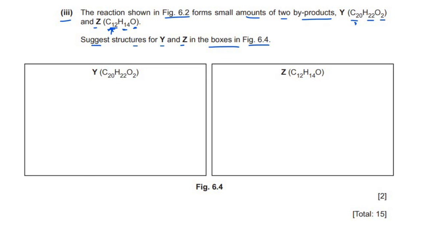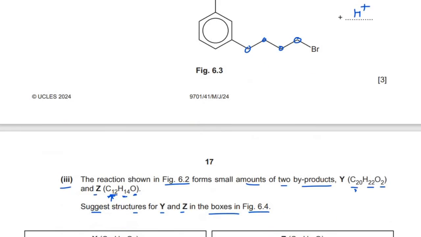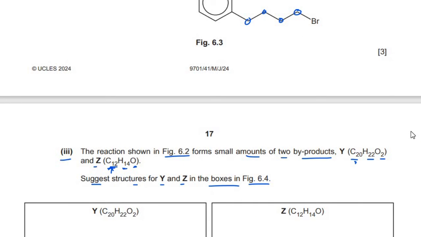Okay, what about Z? There are 12 carbon atoms with 14 hydrogen and O. Let's understand what it can be. If we have a look here, there are 6 carbons here, this is the 7th and 8th carbon, 9th, 10th, 11th and 12th. So Z also has C12. That shows the byproduct has the same number of carbon atoms as the product.